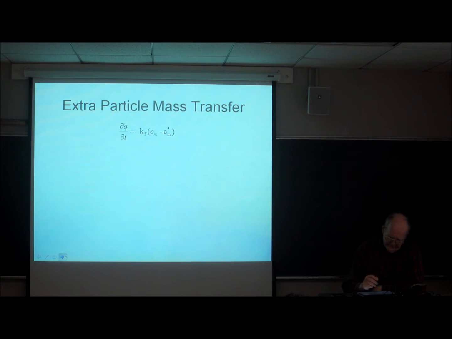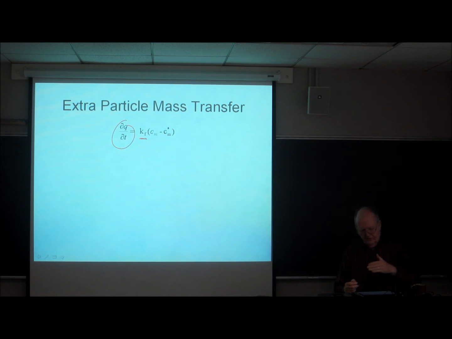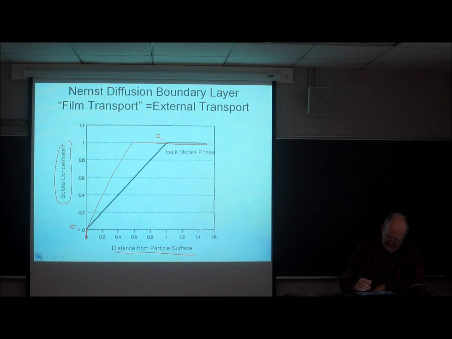Okay, so we're saying then that dq/dt is proportional to some rate constant for transport through the boundary layer times the difference in concentration of the solute between the surface of the particle and the outer Nernst layer. So this is the concentration at the outer edge of the Nernst layer, and this is the concentration right at the surface of the particle.